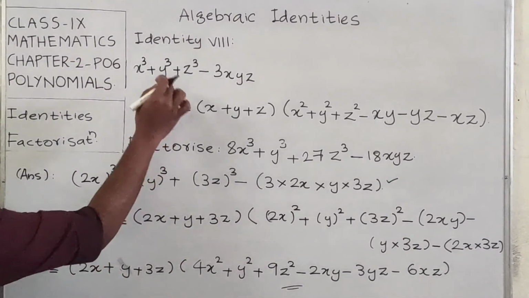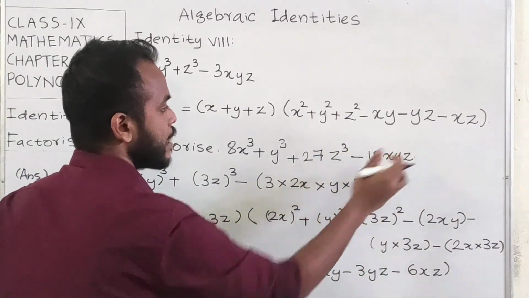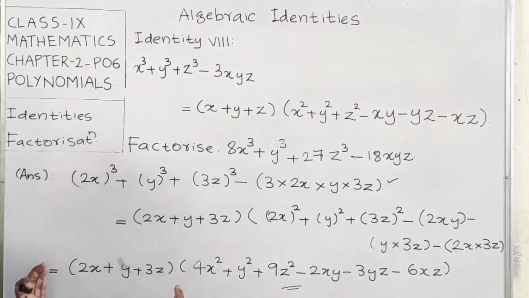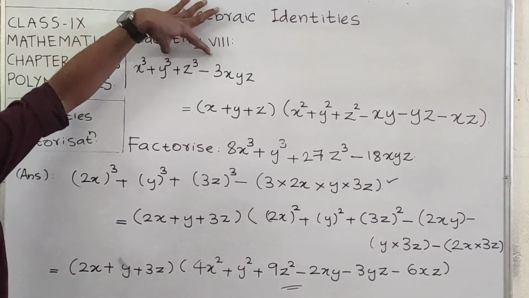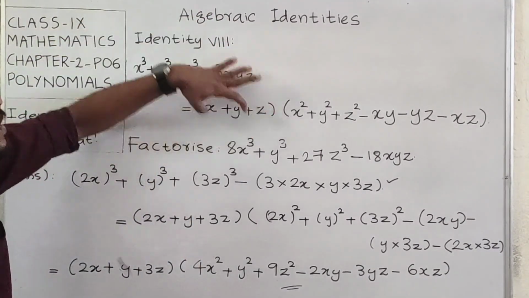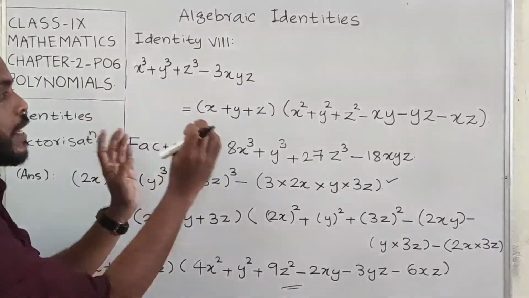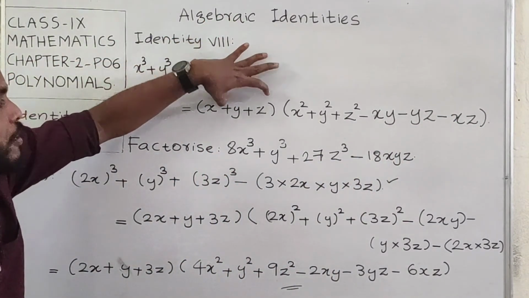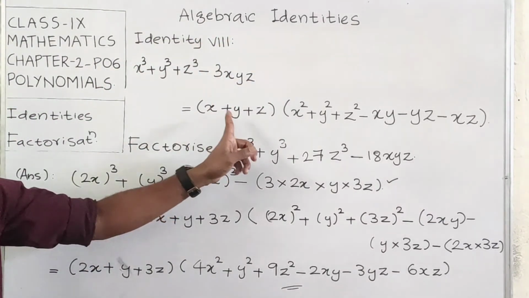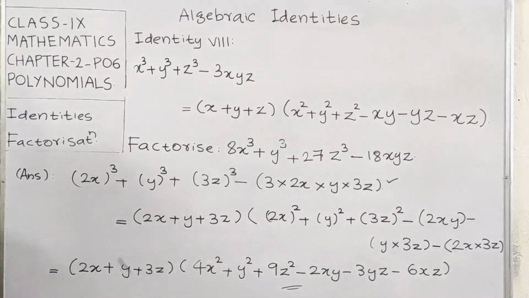So we have got this particular question, 8x cube plus y cube plus 27z cube minus 18xyz, as the product of two different terms. Here is the first term and here is the second term. All we did is to apply this identity number 8. First of all, we made this question into this particular format, and if any polynomial is in this format, we can apply the identity number 8. We just substituted all the values x, y and z. x means first term, y means second term, z means third term, and we got the final answer as the product of two different polynomials. I hope you understood this, and that's the end of this chapter.